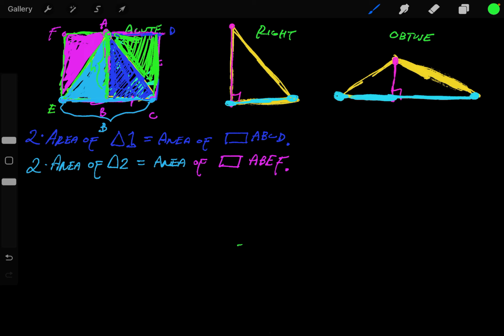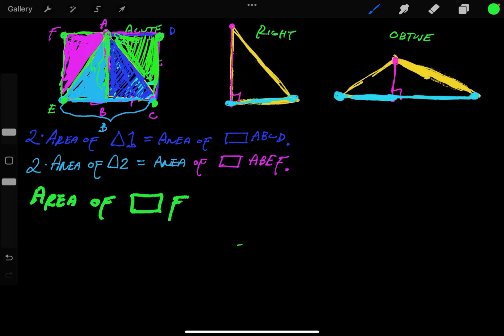And what we should convince ourselves of is that the area of the entire rectangle, area of rectangle FDCE, is equal to the base times the height, right? Because this length, again, is B, the base, and then this length is H, the height.